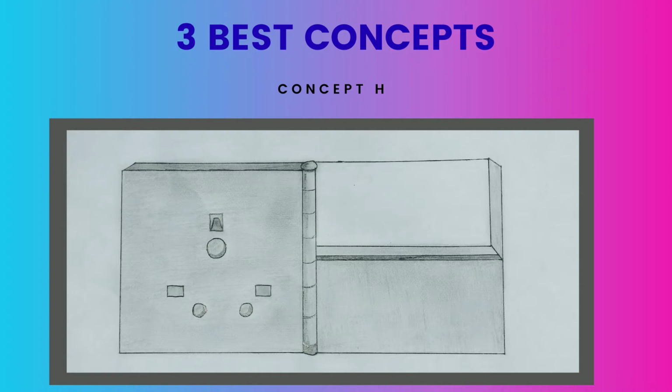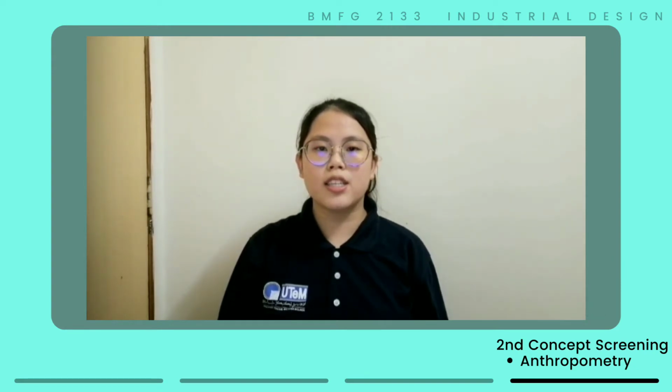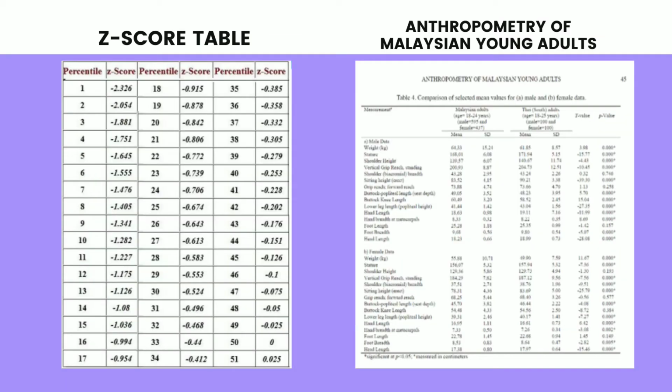I will present about anthropometry. The visual is showing the table of Z-score and anthropometric data of Malaysian young adults. When using the phone holder, we will use our hands. So we will calculate the anthropometry based on the person's hand length and hand breadth and metacarpal.